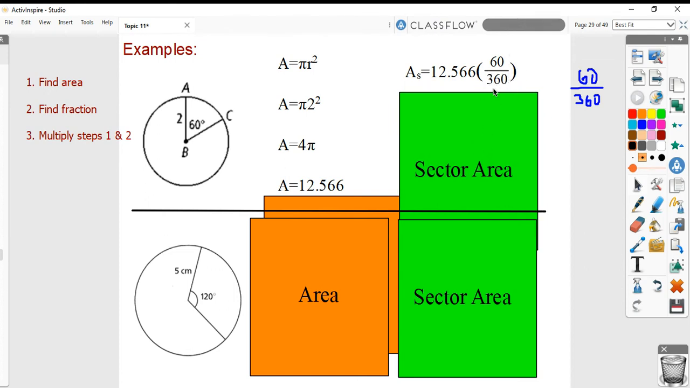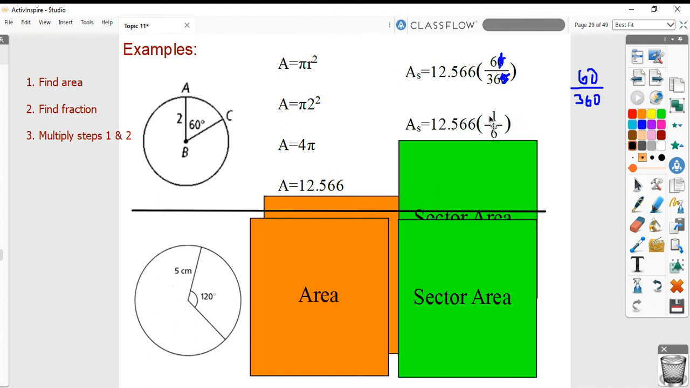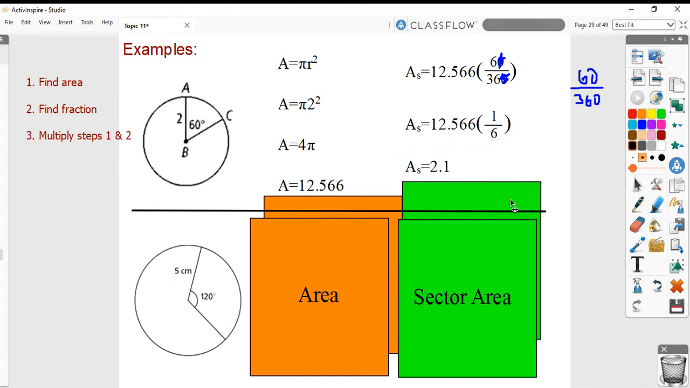Y'all, it's going to be helpful to you in this section also, starting right now, if you can look at these angles and reduce these fractions down. 60 out of 360, that's the same thing as 6 out of 36. If you know your multiplication tables from back in the day, you know that that is the same as 1 out of 6. So we're multiplying 4 pi times 1/6. That's going to be equal to about 2.1.